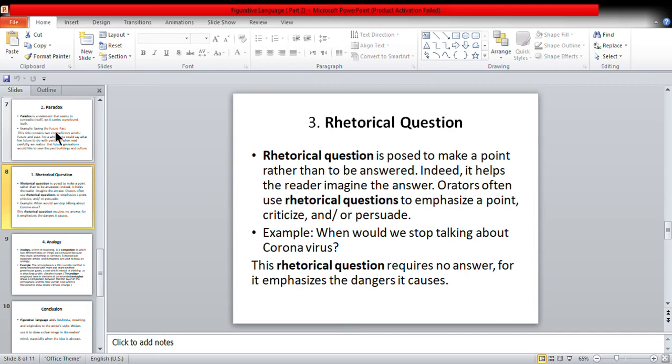Example: when would we stop talking about coronavirus? This rhetorical question requires no answer, for it emphasizes the dangers it causes. I mean the dangers the virus corona causes.